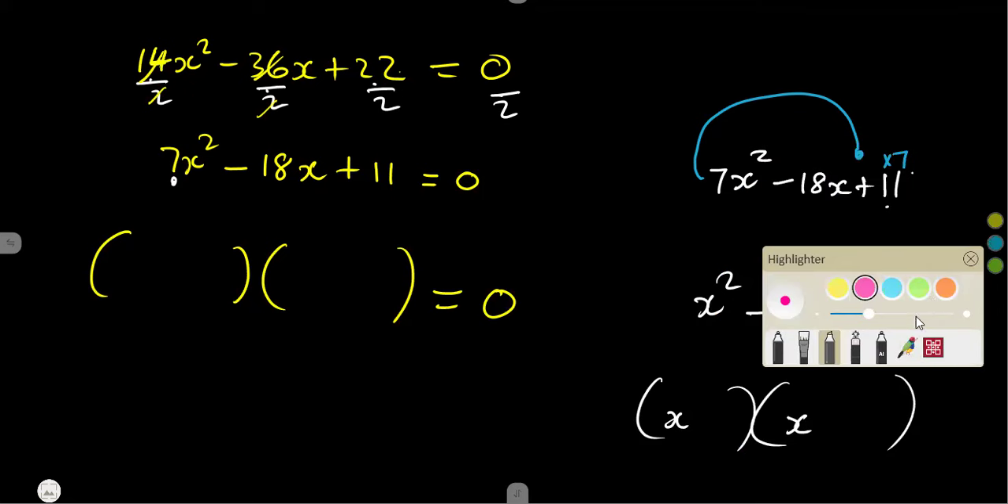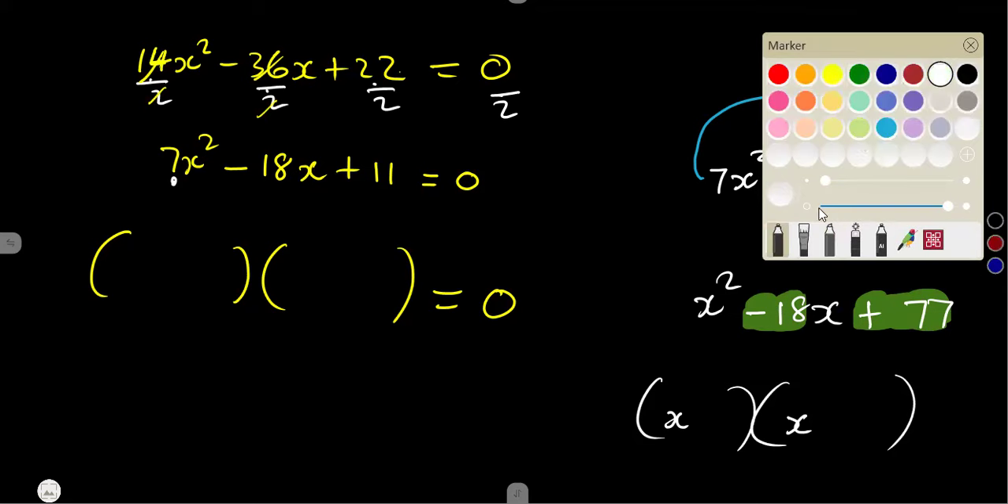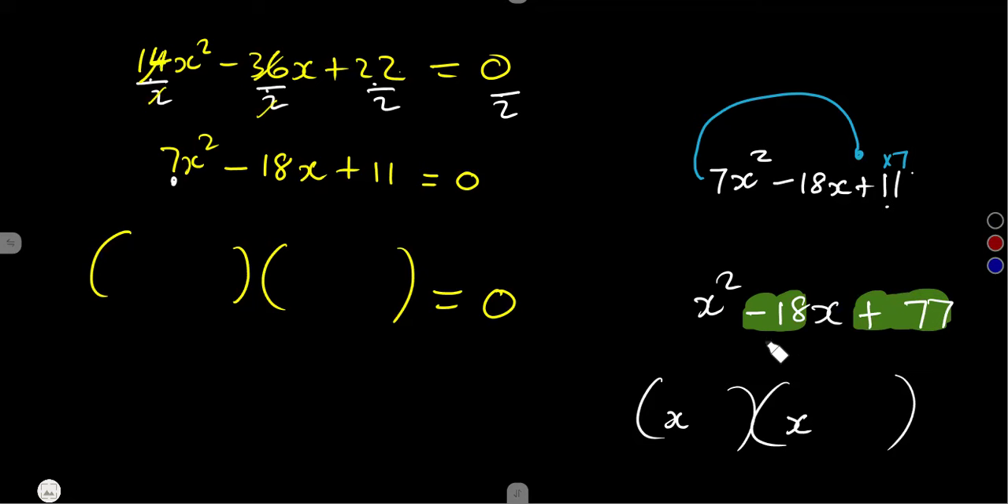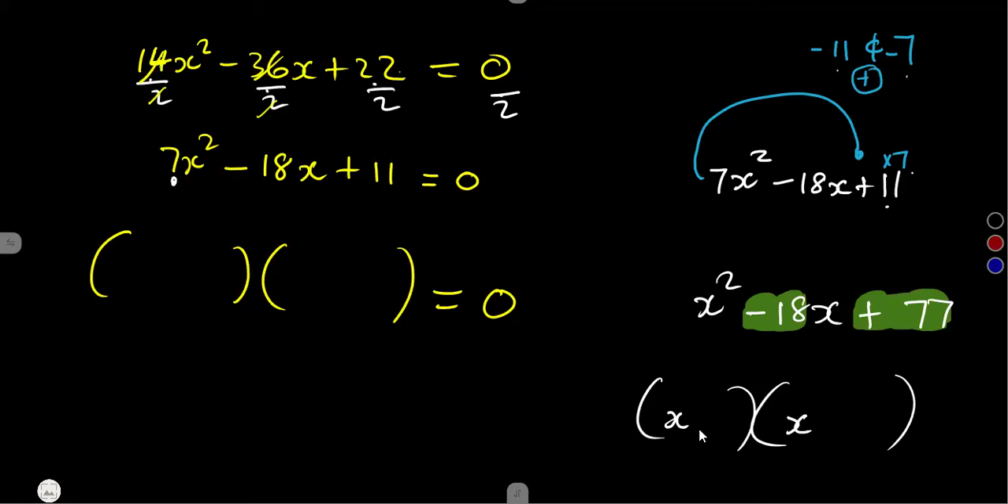Then we ask ourselves, what are the products of 77, but they must add up to negative 18? You take 2 numbers, you multiply them, you get 77, but adding these 2 numbers, you must get negative 18. There is something about 11 and 7. But to get this negative 18, what can we do? Negative, negative. Multiply these 2 numbers, we get a positive 77. If we add these 2 numbers, we get negative 18. So that's exactly what we want: a minus 11 and a minus 7. So we're going to have minus 11 minus 7.